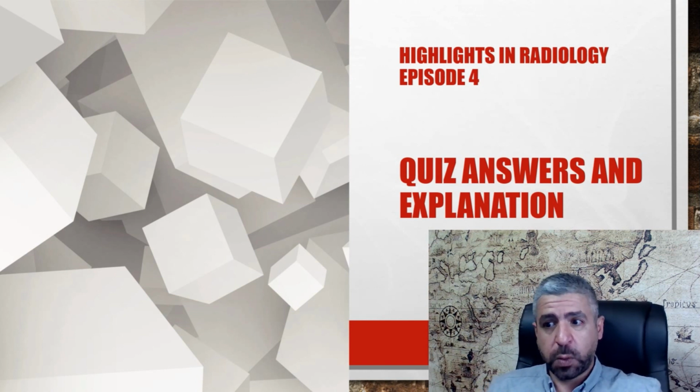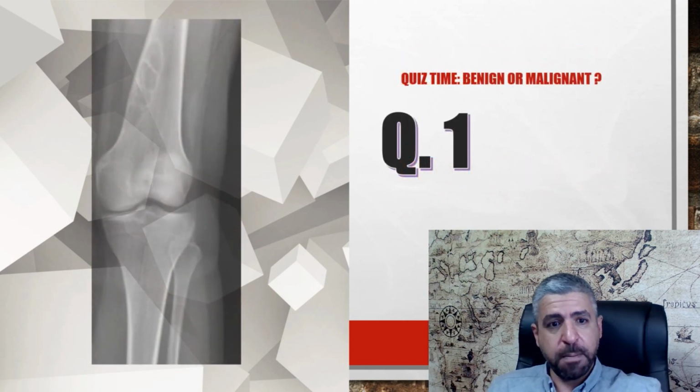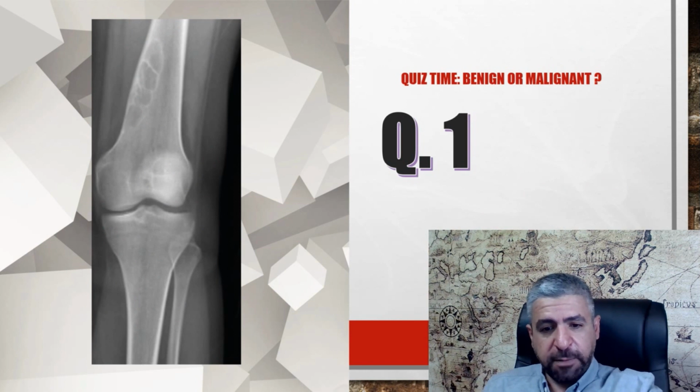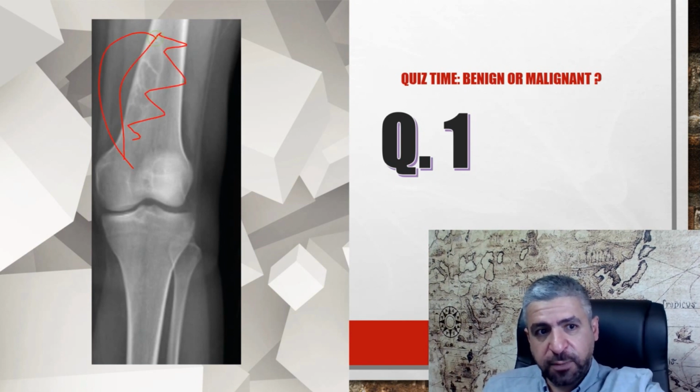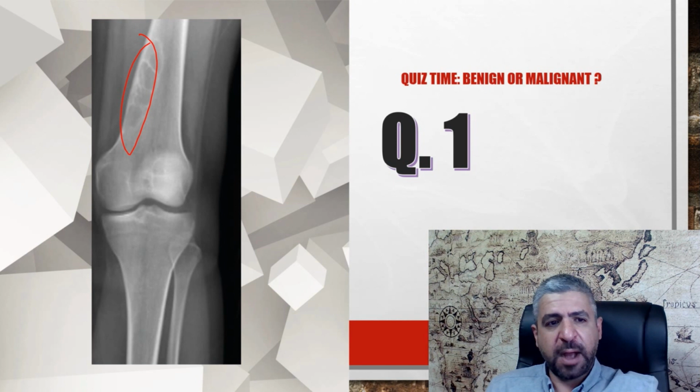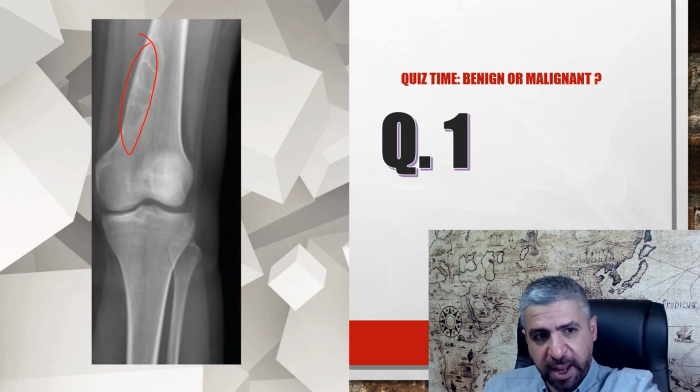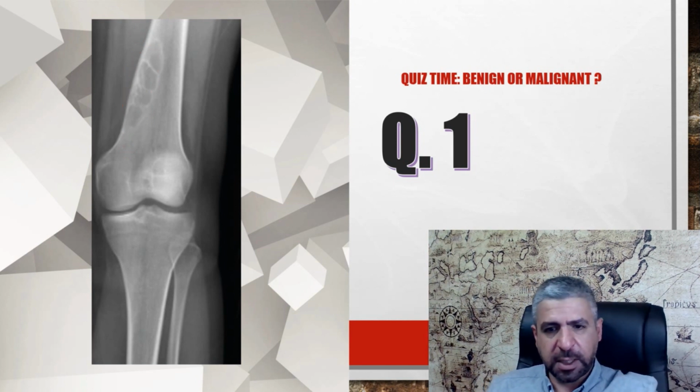First question was, is this lesion benign or malignant? So, first of all, as you can see, it has very well defined borders. It has no signs of cortical destruction, there is no periosteal reaction, no bony destruction, and no soft tissue component. So, all of these features indicate that this is a benign bone lesion, and in fact, it's just a non-ossifying fibroma. Basically, it's not even clinically significant.